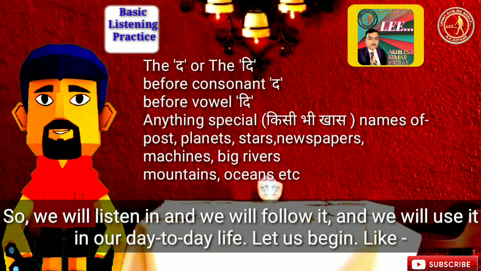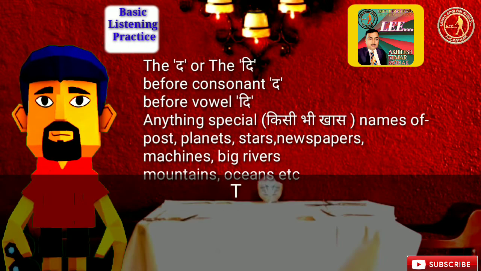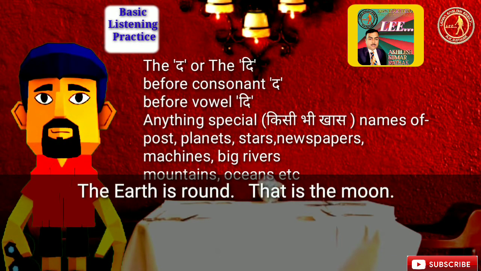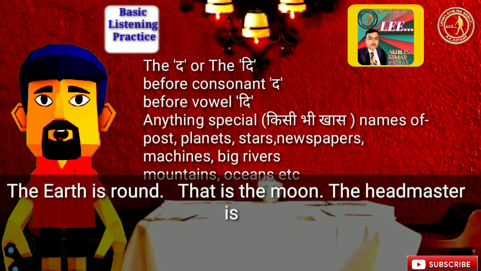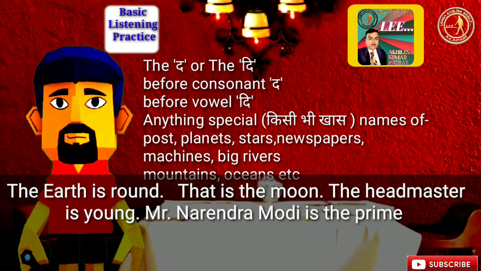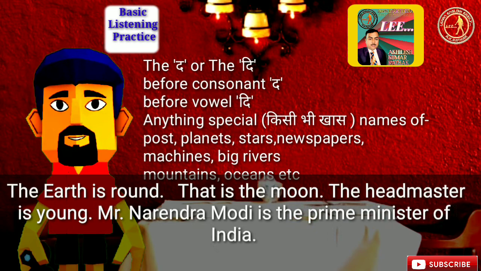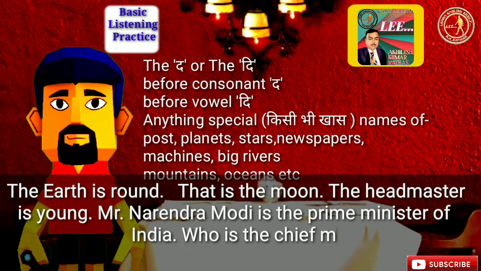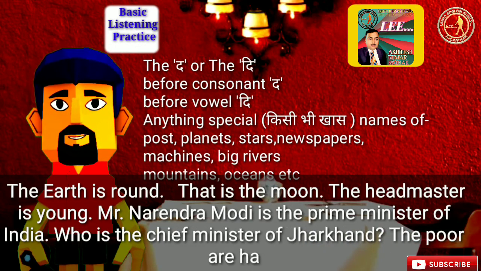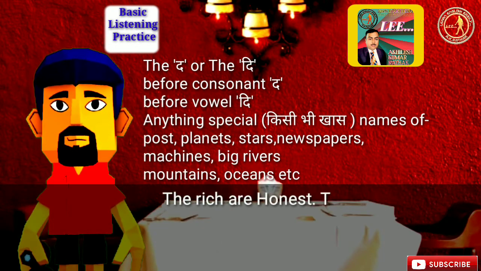Let us begin. Like, the earth is round. That is the moon. The headmaster is young. Mr. Narendra Modi is the Prime Minister of India. Who is the Chief Minister of Jharkhand? The poor are happy. The rich are honest.